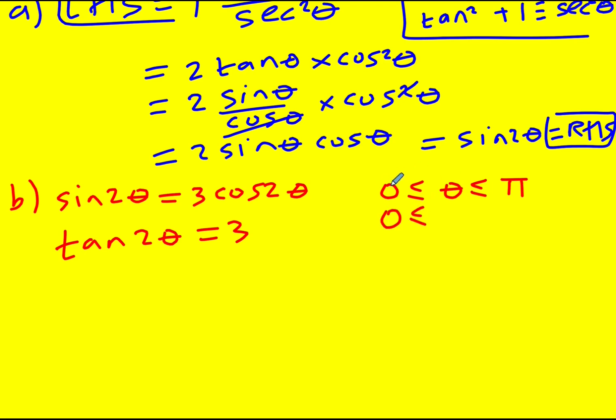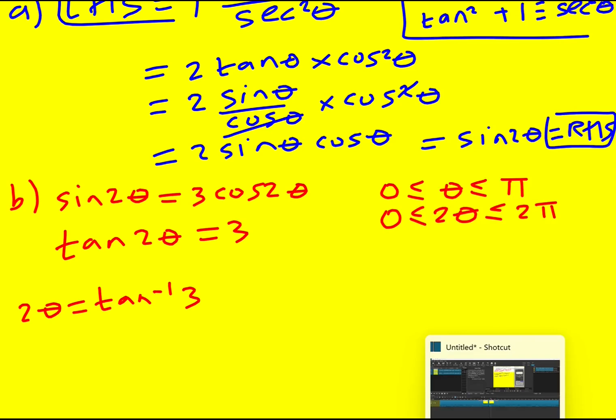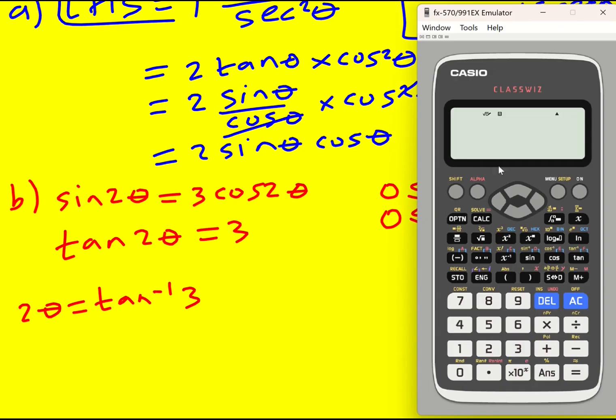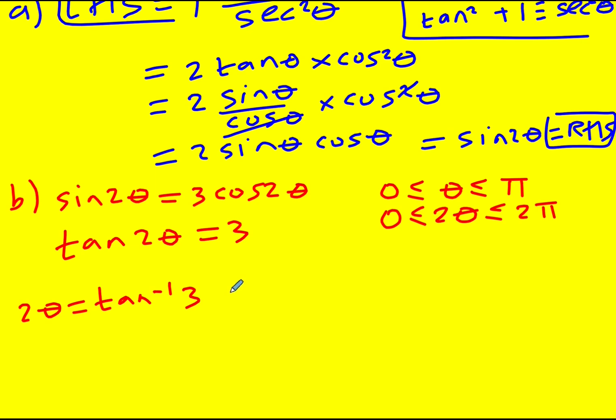If theta is between 0 and pi, then 2 theta is between 0 and 2 pi. So I'm actually going to find all the solutions for 2 theta. 2 theta is going to be inverse tan of 3. The calculator in radians, so I can just do inverse tan of 3, which gives 1.2490.